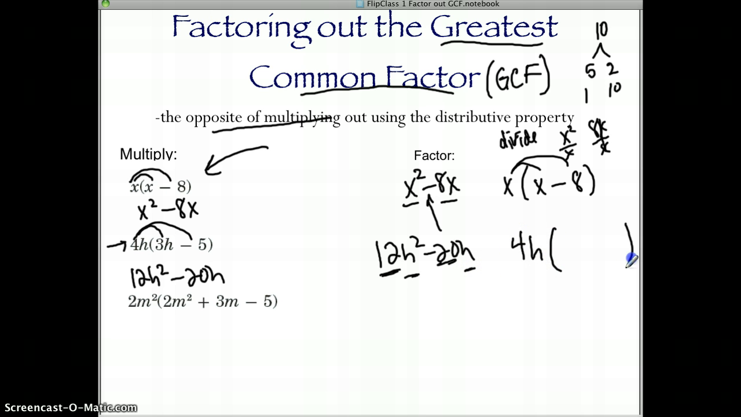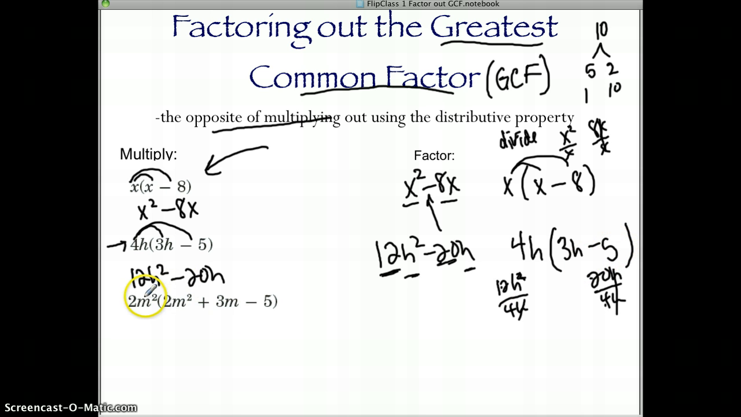And then to get what is left over, 12h squared divided by 4h. 12 divided by 4 is 3. H squared divided by h, one of them cancels, you have 1 left over. Minus 20h divided by 4h. 20 divided by 4 is 5, your h's cancel. So it's 4h times 3h minus 5.